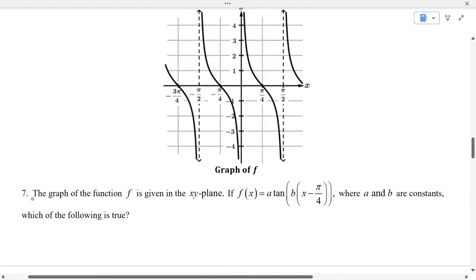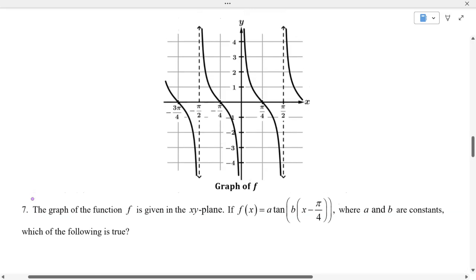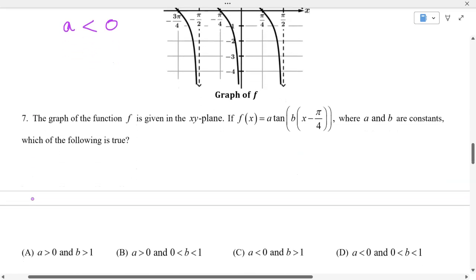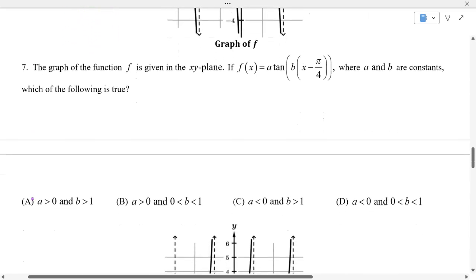So first of all, the a part is really easy. The parent function for tangent is an increasing function. The waves go up from left to right. Because these waves are decreasing from left to right, this is a reflection of the parent function. Therefore, the a value is definitely negative. So that narrows it down, the answer will not be A or B. So either C or D.